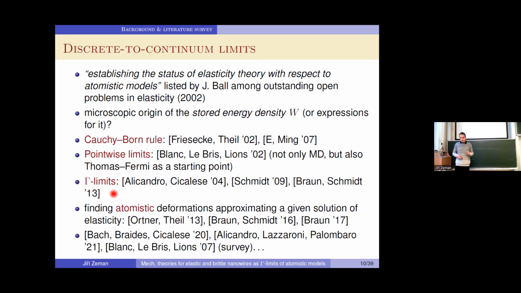Then there are some papers taking gamma limits, some of them also involving my advisor, Ben Schmidt. And another problem could be that if we are given some solution of the equations of elasticity, then is there some atomistic deformation in the neighborhood? I can't list all the papers, but here are two more recent ones, and then there is also a nice survey from 2007.